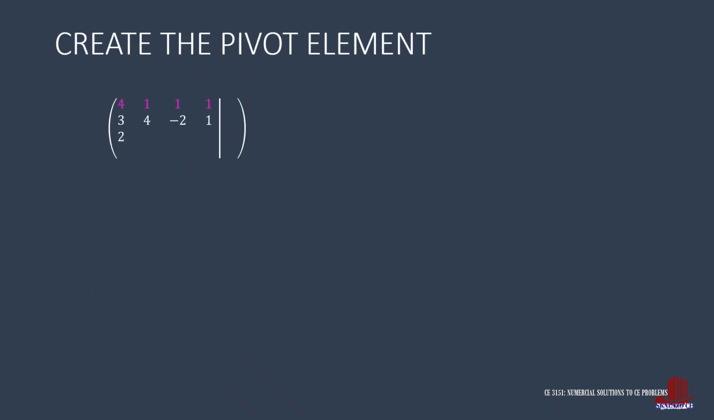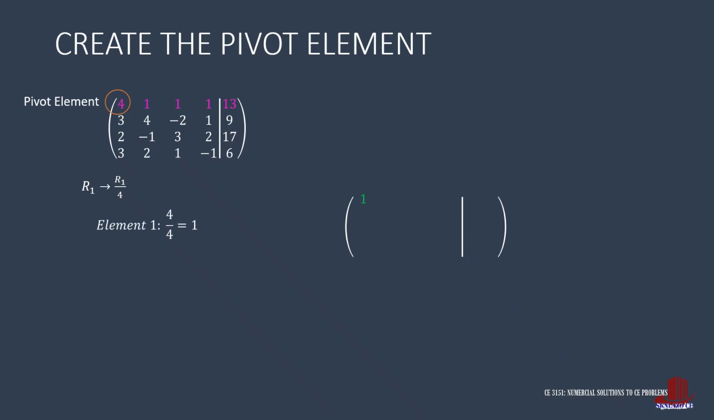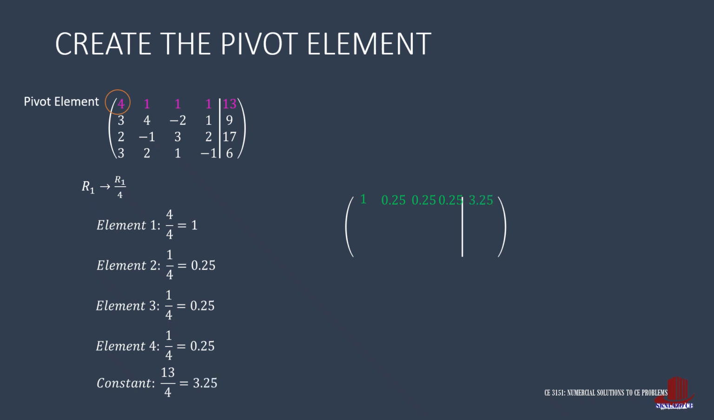After locating the pivot row to the top, we are to create the pivot element as 1, and this is by dividing the first row by 4, so as to have the first element as 4 over 4, which is 1. The second element is 1 over 4, or 0.25 in decimals. This is the same with element 3, also 1/4 or 0.25, and again the same with the fourth element, also 0.25. The constant is then 13 over 4, which is 3.25.